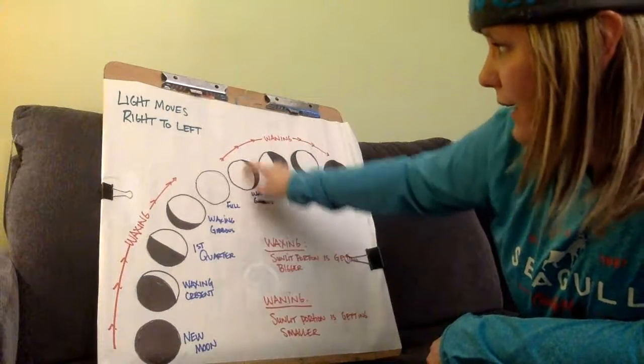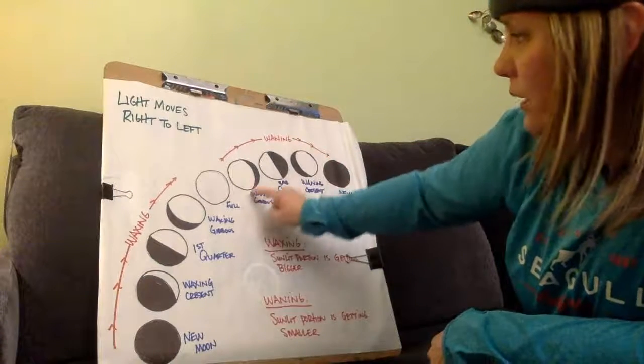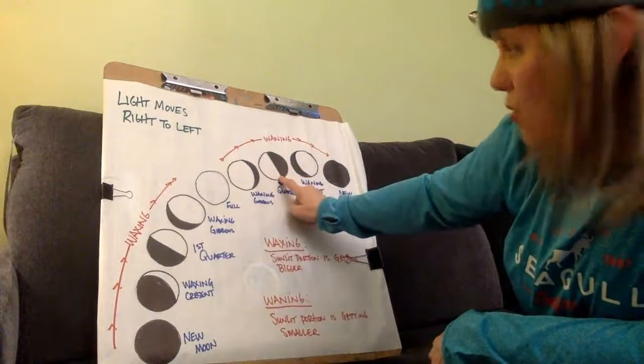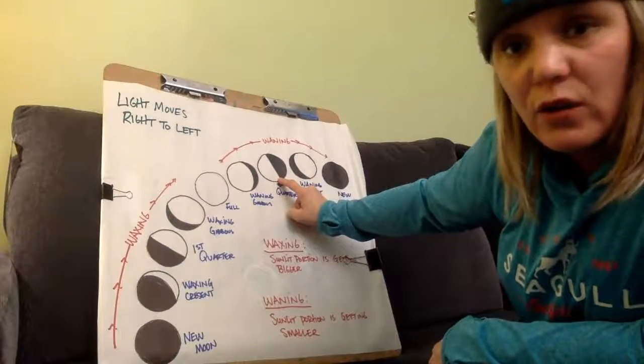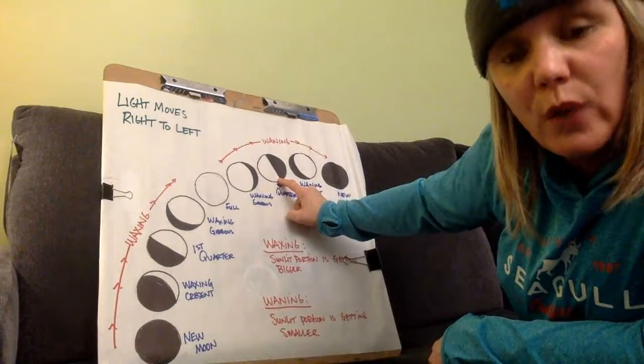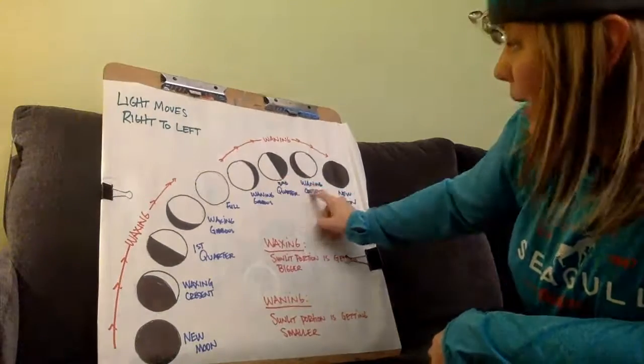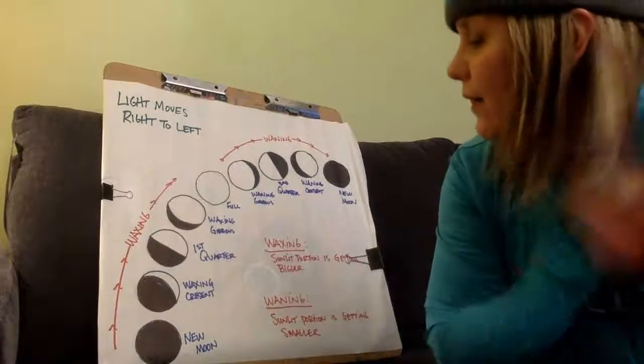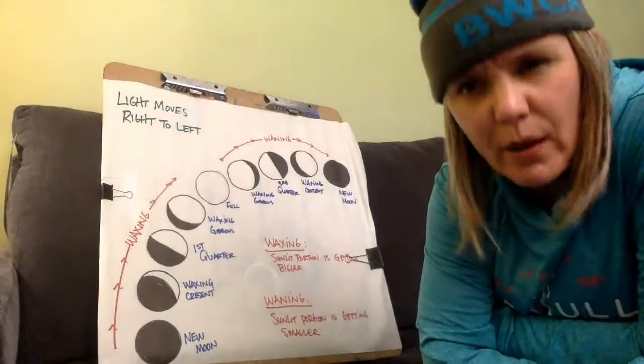So a waning gibbous, these are all the waning phases when the light goes off. A waning gibbous. Then we have our third quarter. You could call this a waning quarter as well. A waning crescent, and then back to a new moon. Again, this whole thing lasts about a month.